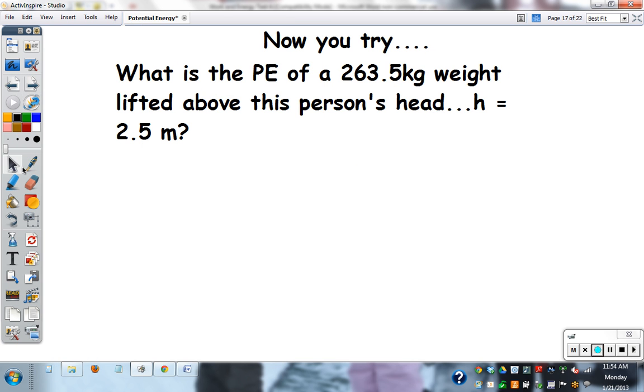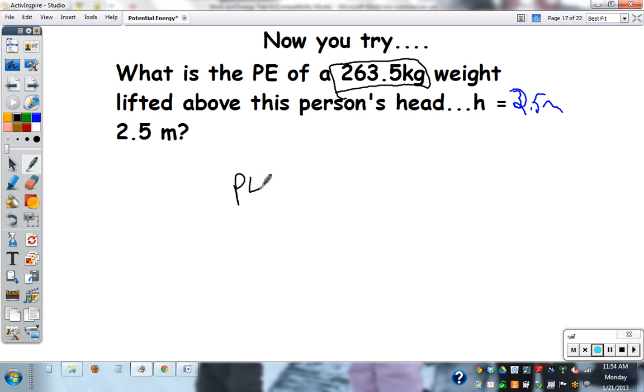All right, one more practice. You should be able to do this without my help. So solve for potential energy if the height equals 2.5 meters. All right, here's your answer. This is the work, I think the current world record might have been broken. It's a couple years old.